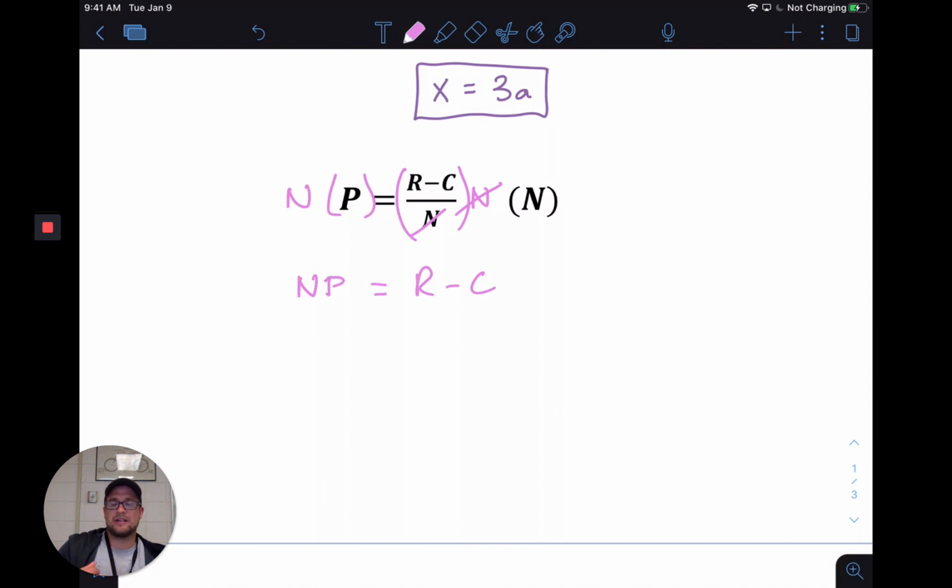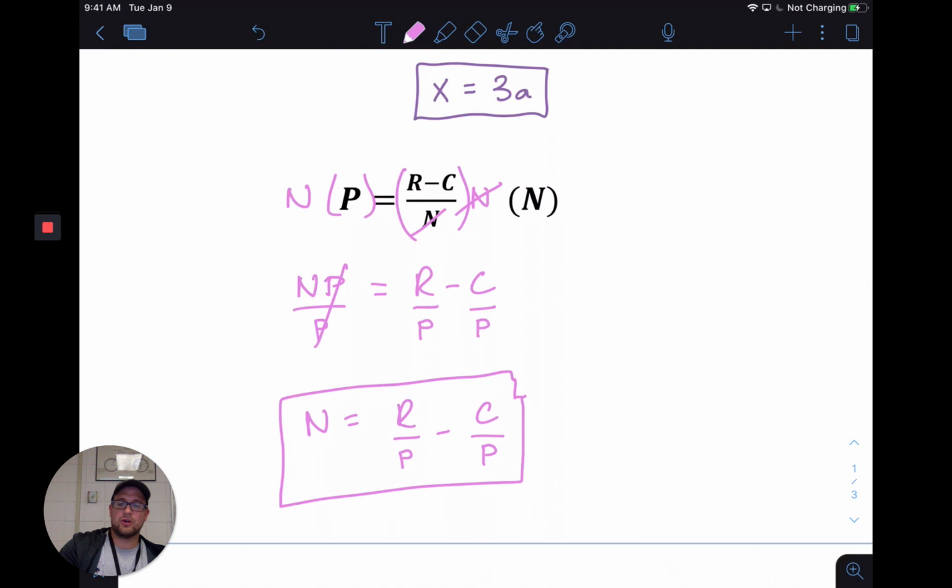Now, we still are trying to get n by itself, so let's divide off the p. And we can divide everything on the other side by p. So I would be left with n is equal to r over p minus c over p.